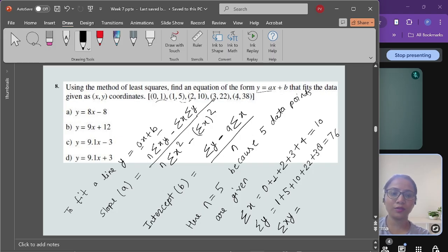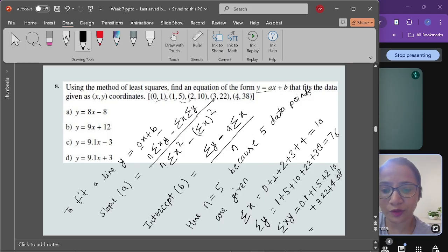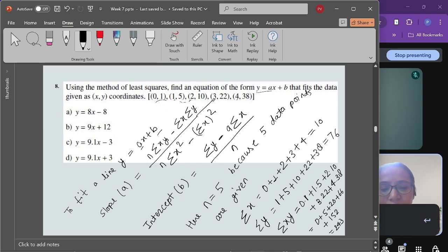So have you got this? Now just multiply the x and y data points and calculate this. What is the x and y coordinate? So 0 into 1 plus 1 into 5 plus 2 into 10 plus 3 into 22 plus 4 into 38. You just multiply and add these values, so you will get 0 plus 5 plus 20 plus 66 plus 152. So summation of xy, you will get total 243.